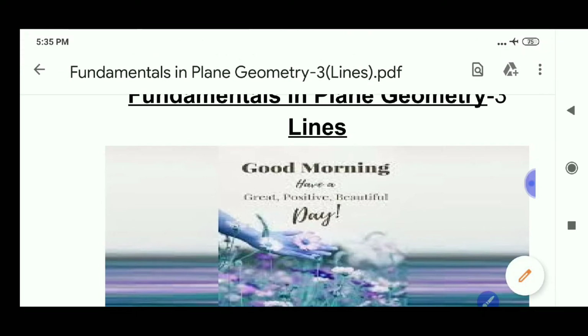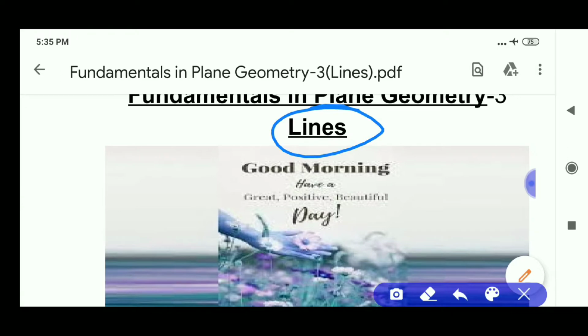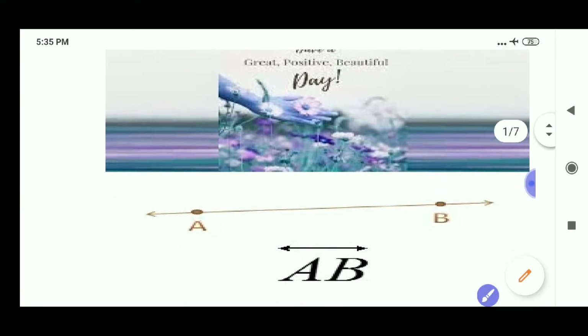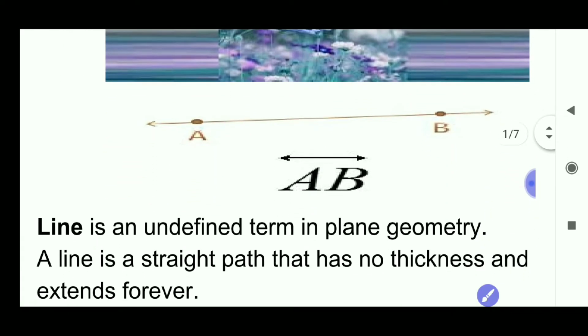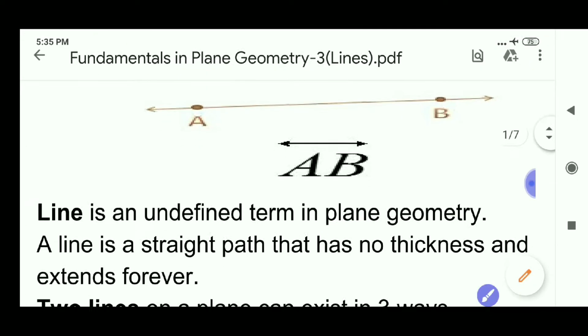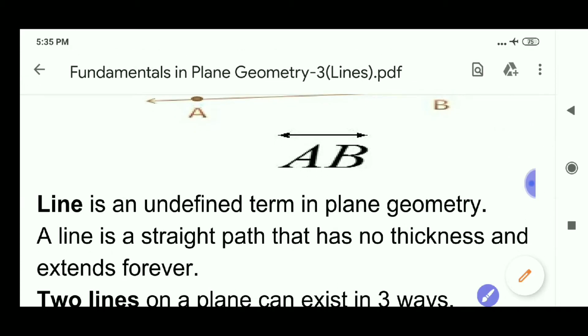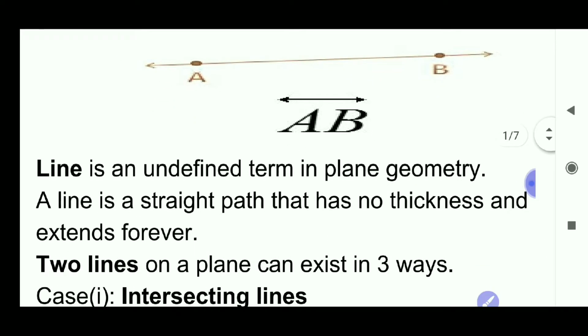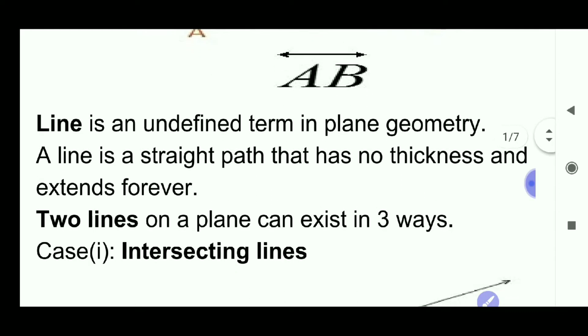Today's topic is lines. In our previous video, we learned that a line is an undefined term in plane geometry. The father of plane geometry is Euclid. A line is a straight path and it has no measurement. Now the question is how two lines on a plane exist.